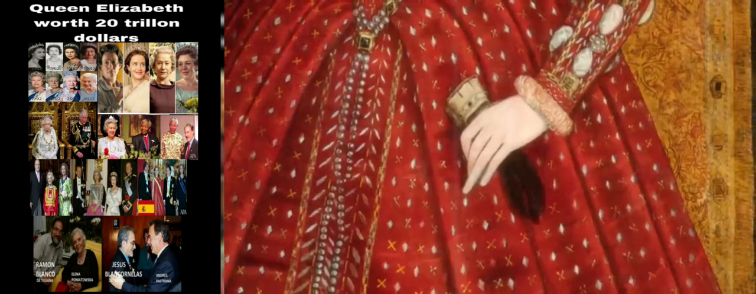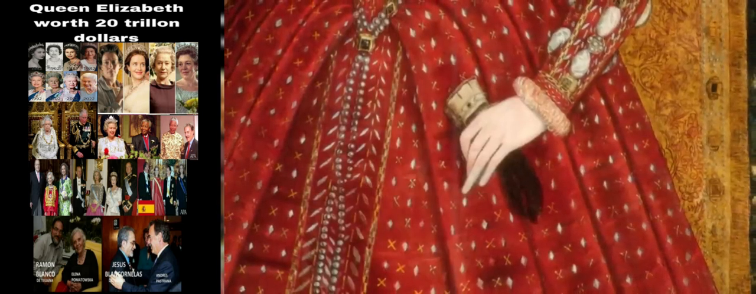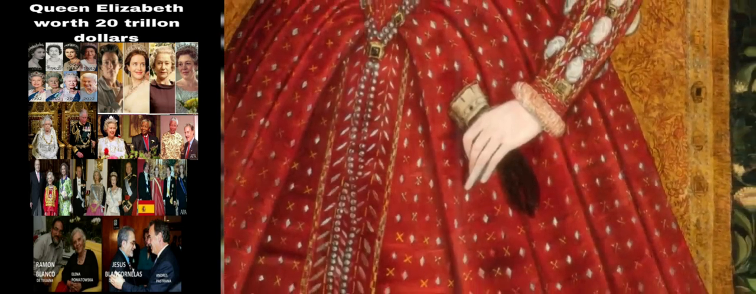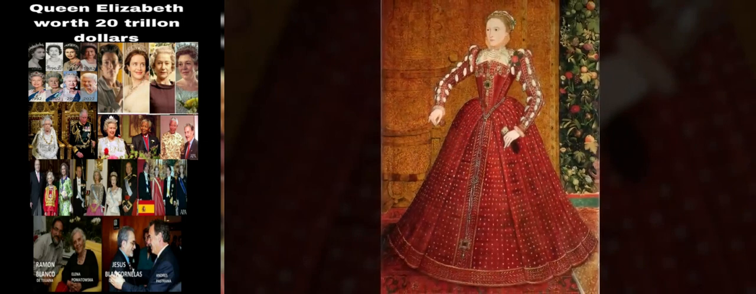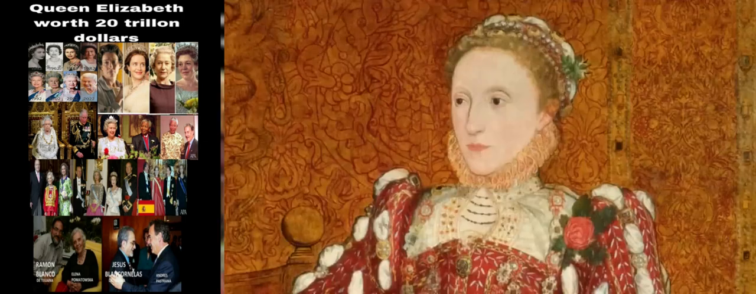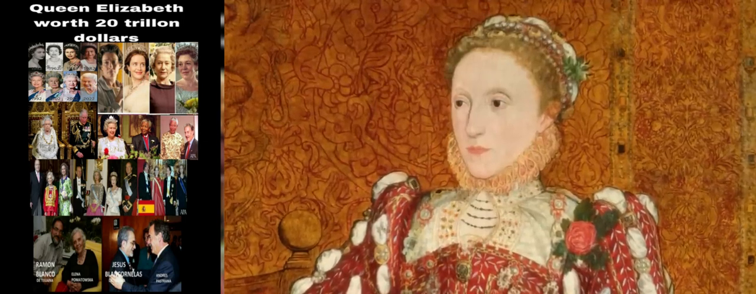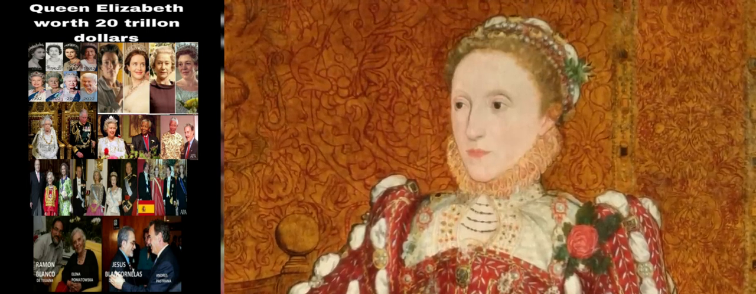We can also see Elizabeth holding a glove in a sign of power. This is very much an image that would have been sent out potentially to suitors who were eager to obtain the Queen's hand in marriage.